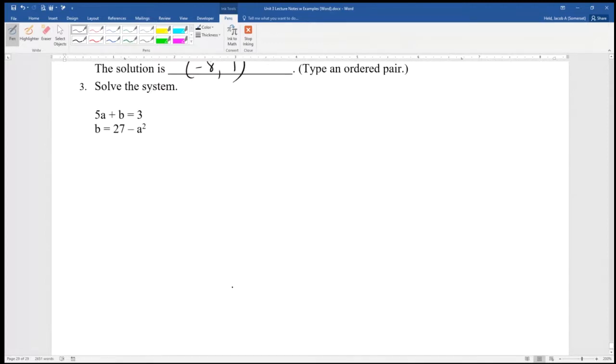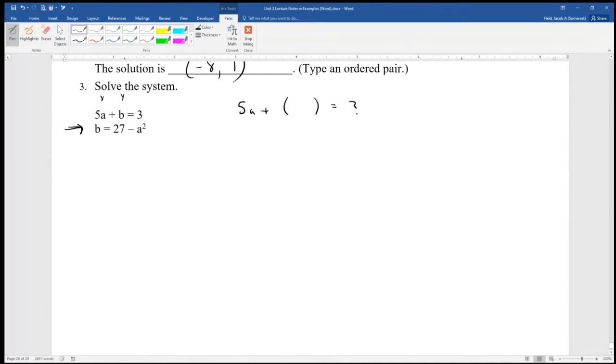Another example, this time we have a's and b's. We just think of them as x's and y's. A is your x, b is your y. You keep them in alphabetical order. So when we write our ordered pair, the a will go first, the b will go second. This time the second equation is already solved for b, so I don't need to pick one equation and solve for a variable. It's already done for me. So since the second one's the one that's solved, I'm going to substitute that into the first one.